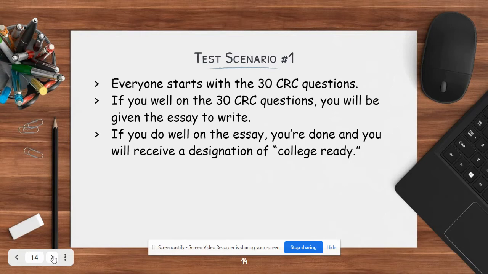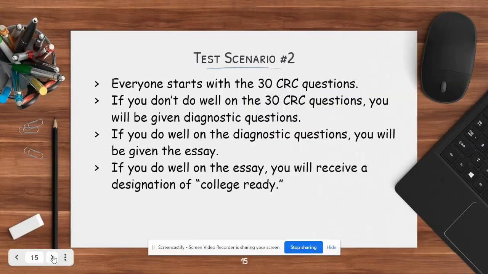They start with their 30 CRC questions. If they do well, they get put into the essay. If they do well on the essay, the test is over. That's the easiest way to get college ready. That's, of course, what we hope for. We hope they do well in everything, right? We don't want them to have to do diagnostics, but it doesn't always work out that way.